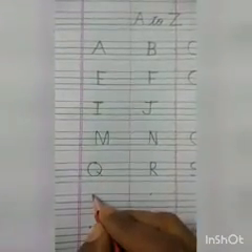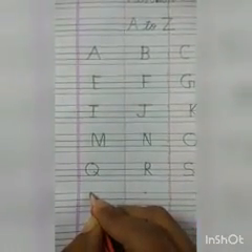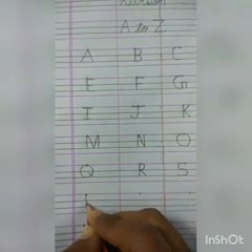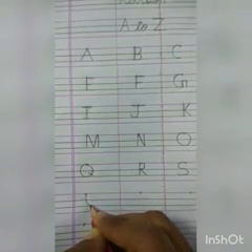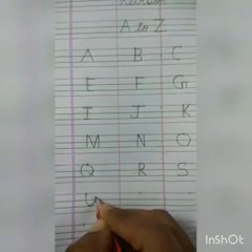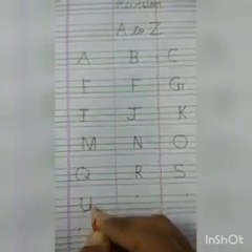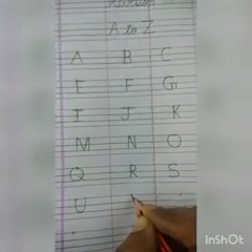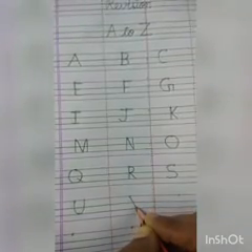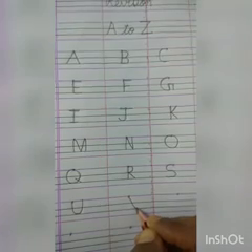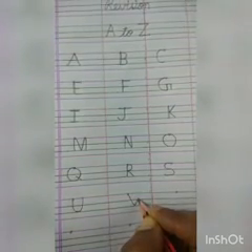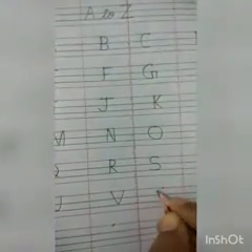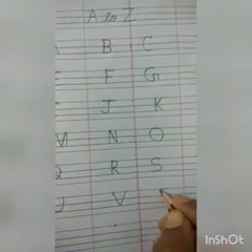Next letter will be letter U. Start from the first line, go downward, make standing line, then make a curve, then again go upward and touch the first line. This is letter U. And how to write letter V? With the help of two slanting line. From first line to the third line, then again one more slanting line from third line to first line. This is letter V.